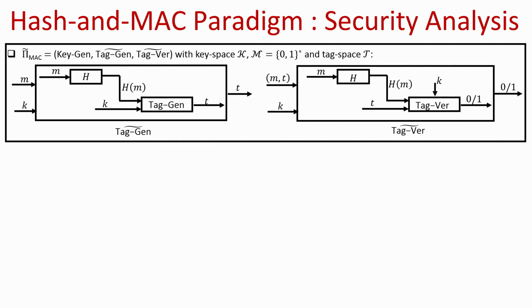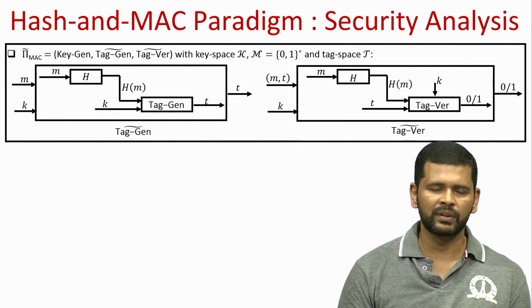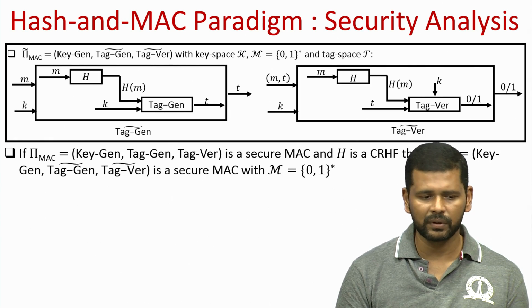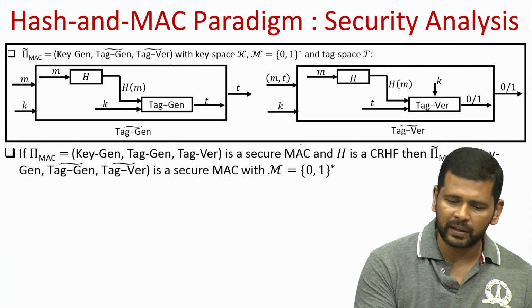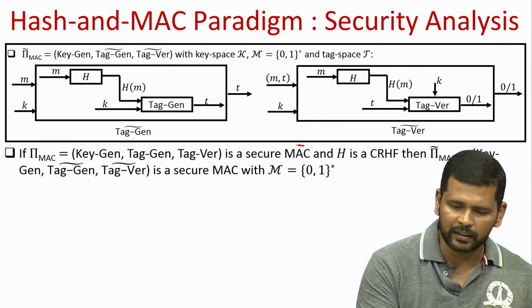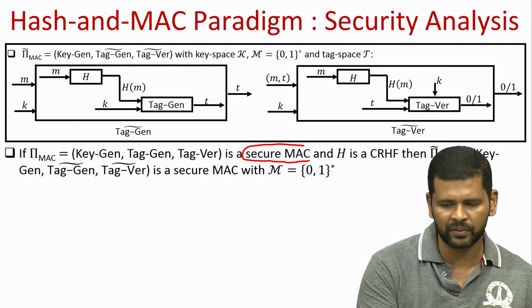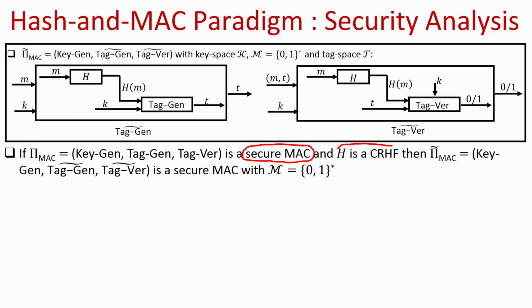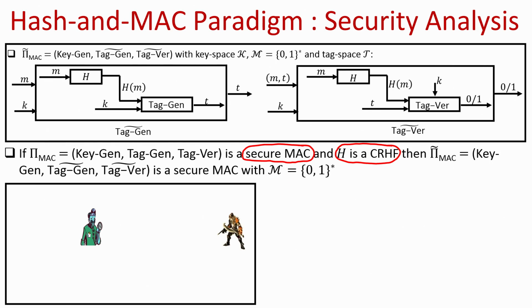So, that is how the hash and MAC paradigm works. Now we want to analyze whether indeed this hash and MAC paradigm is going to give us a secure message authentication code for authenticating arbitrary length inputs. What we want to prove here is that if the fixed length MAC is a secure MAC, say CMA secure or strong CMA secure, and if the H component that is given to us is also a collision resistant hash function, then the composed MAC that we have obtained is indeed a secure MAC which can authenticate arbitrary length inputs.